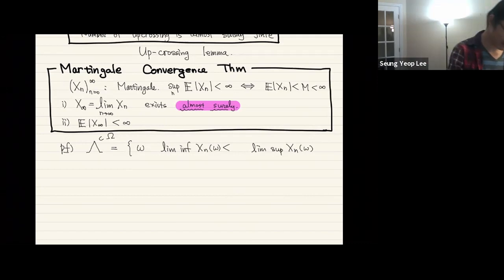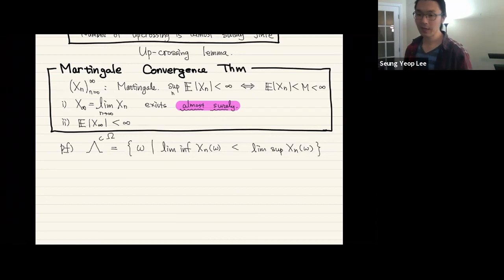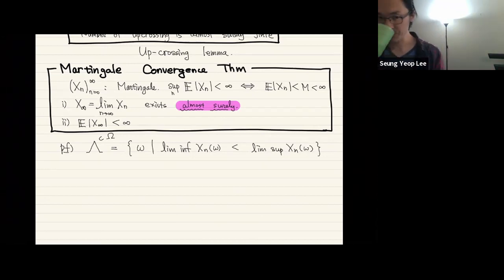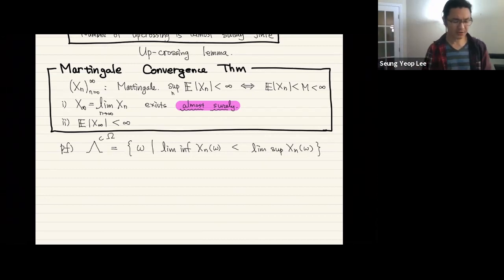If they are not equal, and of course the lim inf cannot be bigger than the lim sup, then this exactly characterizes the non-convergent case. Okay, so whenever a certain number is less than another number, you can always find infinitely many rational numbers in between. So I will plug in a rational number in between.